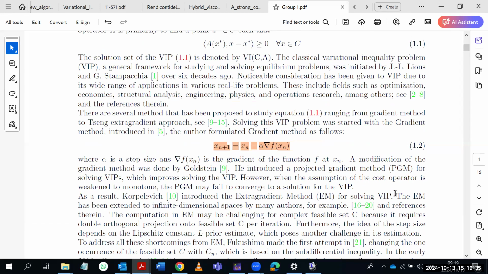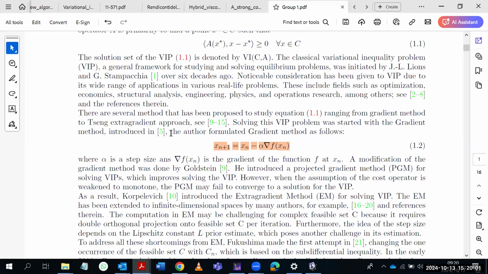They say solving this VIP problem was started with the gradient method introduced in [5]. The author formulated the gradient method as follows, where alpha is a step size, and the gradient of f of x is the gradient of the function f.